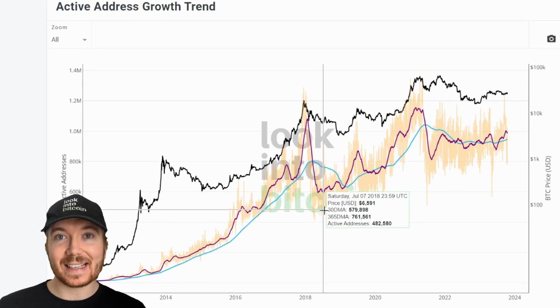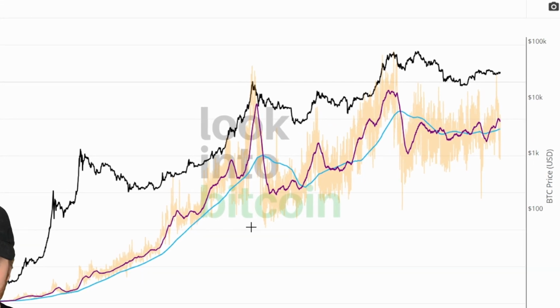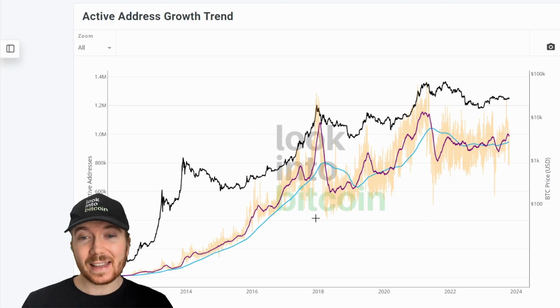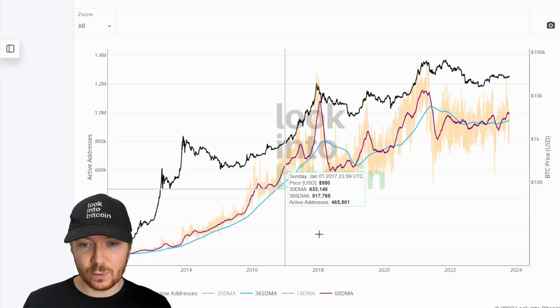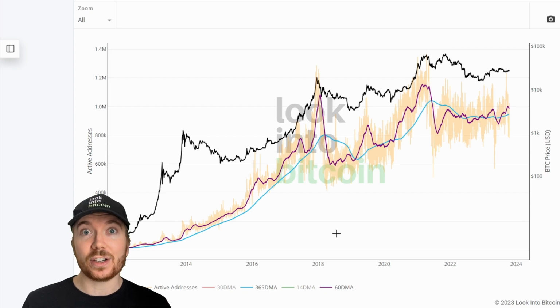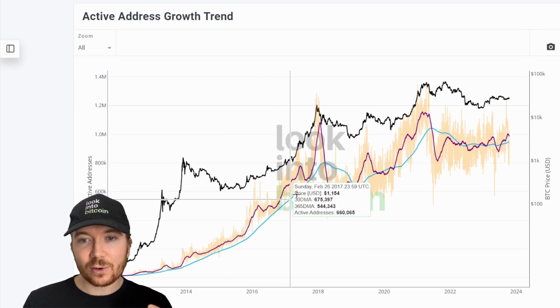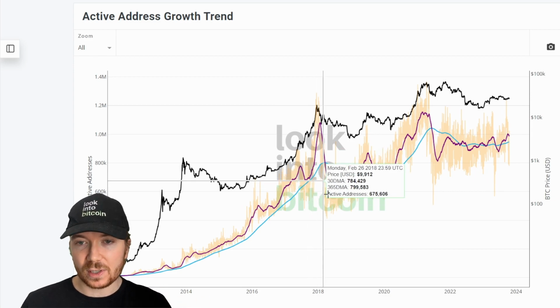But this is actually taking a step further by implementing some moving averages so we can see the more macro trend basis of the activity on the Bitcoin network. And we can see that pretty immediately there is a bit of a parallel to the Bitcoin price action. Once we see these tend to increase, especially this blue one, which is the 365-day or yearly moving average of the active address growth trend, once this is increasing quite rapidly, we usually see the Bitcoin price in parallel moving upwards alongside that.